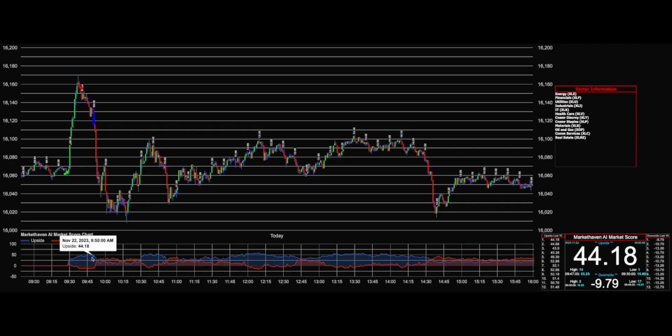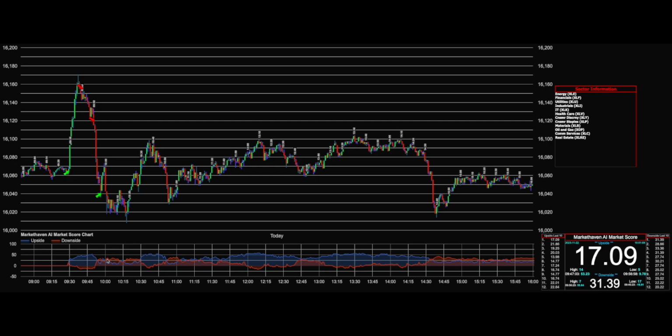Next trade is at 9:51. Again, we have the market score dropping. So at 9:51, your entry would be here at 16,106. You would ride this along until we have the short exit, which is at 9:57. This is the short exit at 16,047 for 49 points.